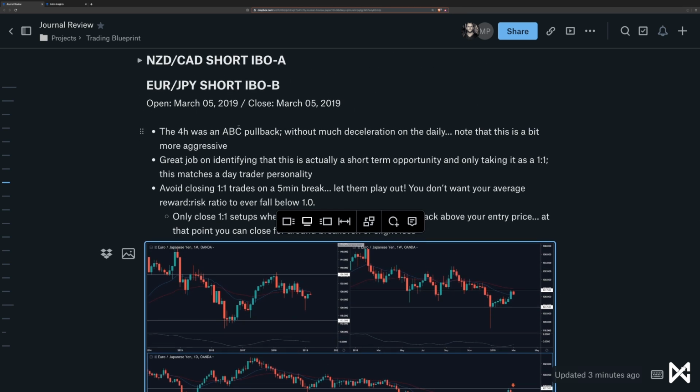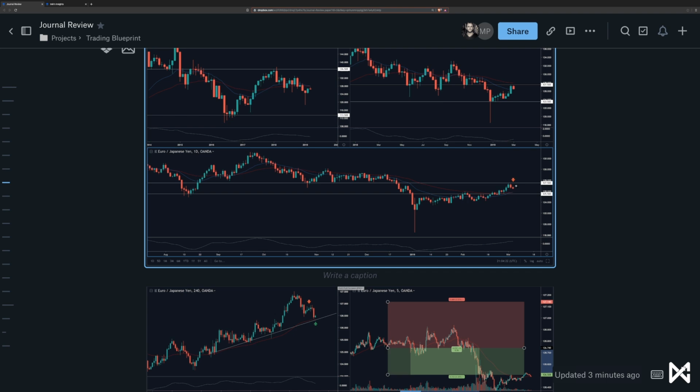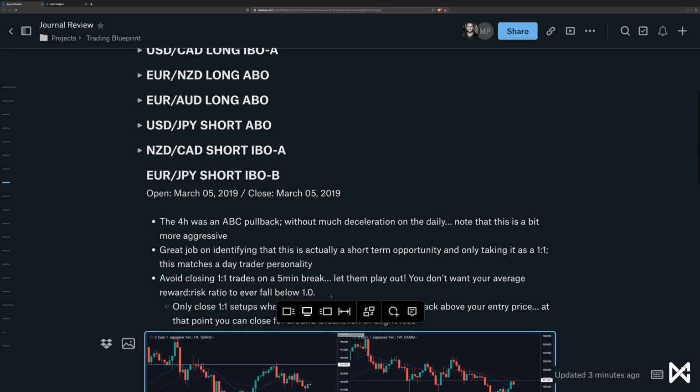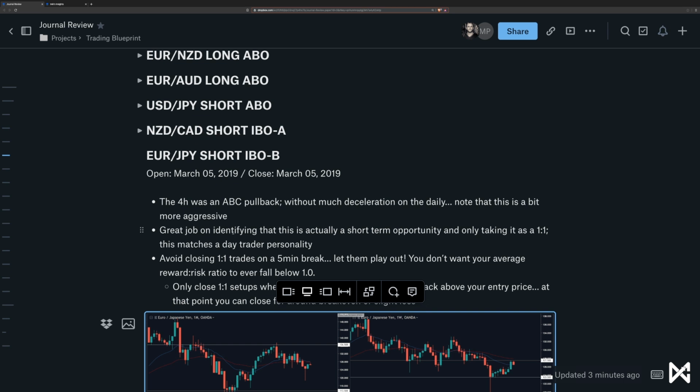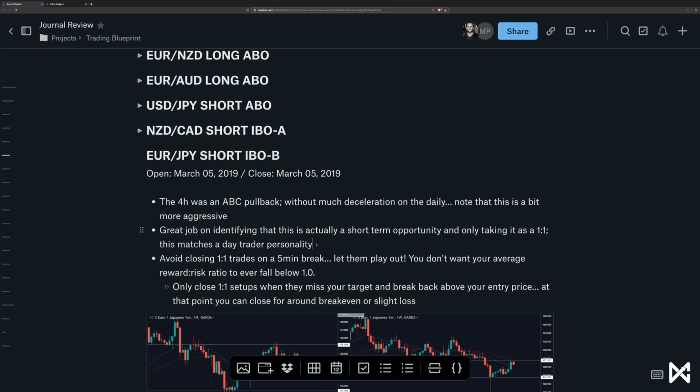So I said the 4-hour was an ABC pullback without much deceleration on the daily. Note that this is a bit more aggressive, simply again because we didn't have any deceleration on that daily chart. 4-hour chart was an acceleration. So this is just like an ABC and a potential continuation further up, right? That's kind of what I meant by that. Great job on identifying that this is actually a short-term opportunity and only taking it as a one-to-one. Good. So as a day trader, that is good.